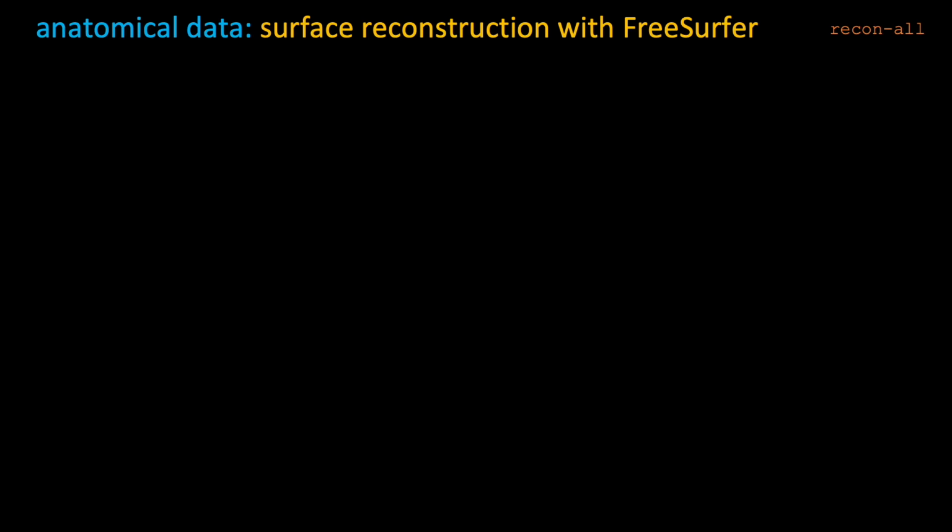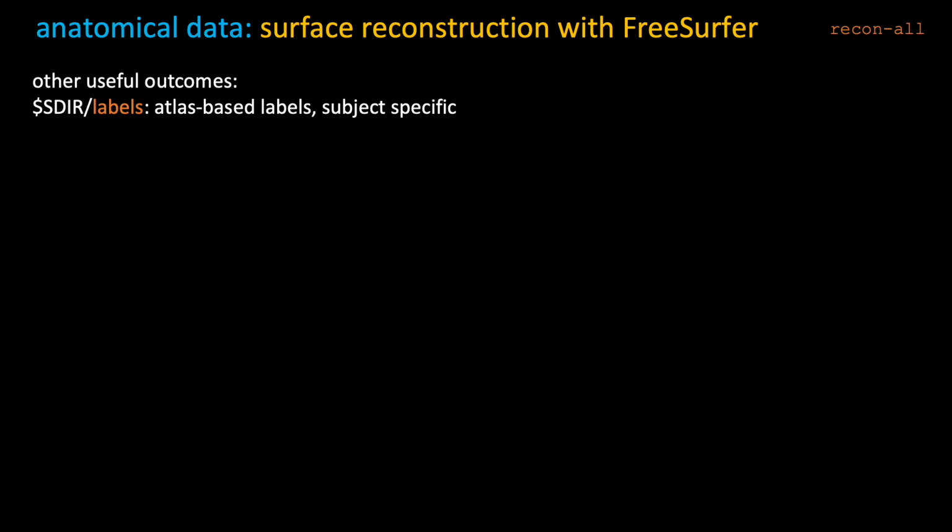And with that, I wanted just to talk a little bit more about some other outcomes of the recon-all that can also be useful. So there is a directory with labels. These are atlas-based labels, but they're subject-specific. They're in this surface framework. So if you're interested in a specific region of the brain, this is the place to look for them. I mostly use V1 label from them, so I don't have a lot of experience, but there's a lot of stuff there that is definitely interesting.